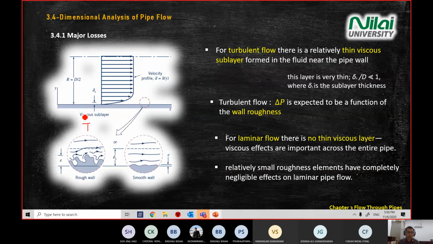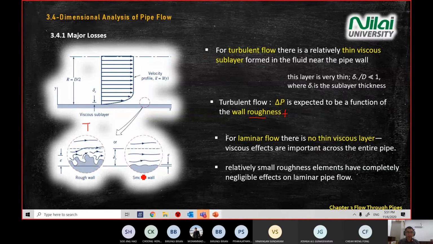So when you have turbulent flow, if you zoom in on the surface here, you'll see there's a change of streamline because of the rough wall, right? And this is explained in this phrase, right? So in turbulent flow, your delta P will depend on wall roughness. It is F.